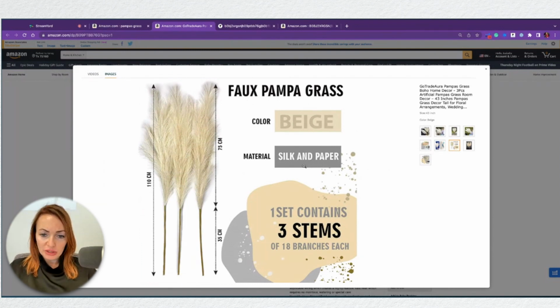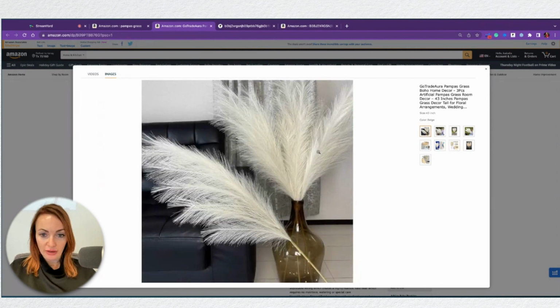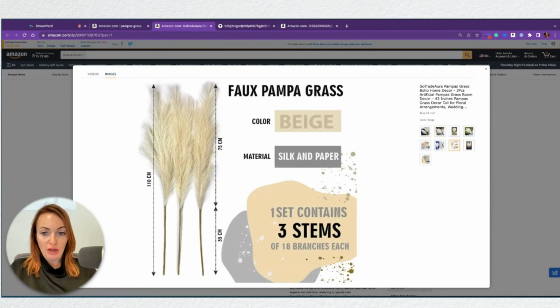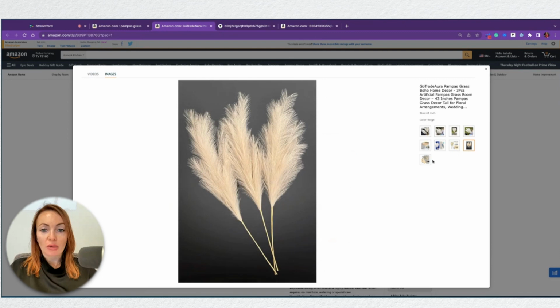Then we have beige color, material, how many things in one set, and it's just 3 stems. Keep in mind, let's come back, here we have 4. So if we're selling 3, that means we have to show 3 of them. Those are the pictures and reasons we have to start our listing, talking about what the color is, what the length is, where they can fit, what they can match, who this is for, what problems we can solve, and how it will be beneficial for our clients.